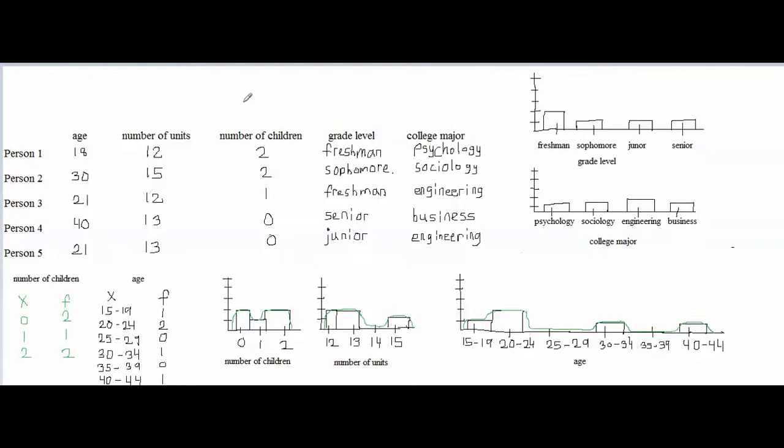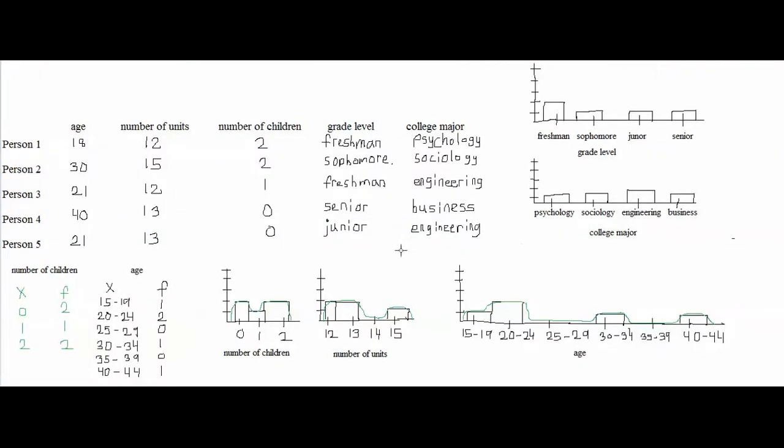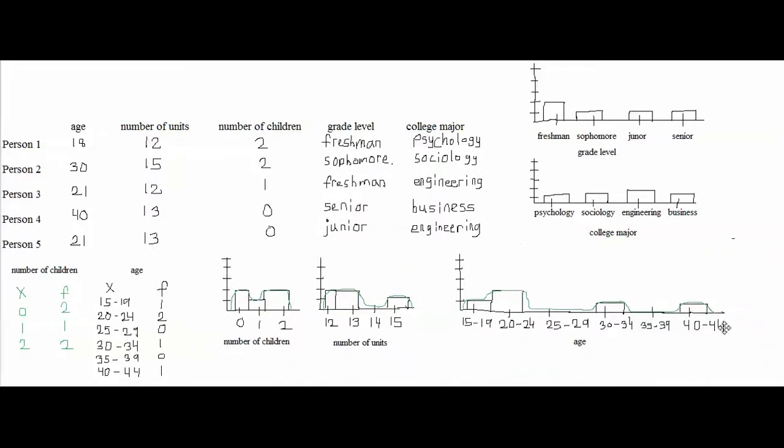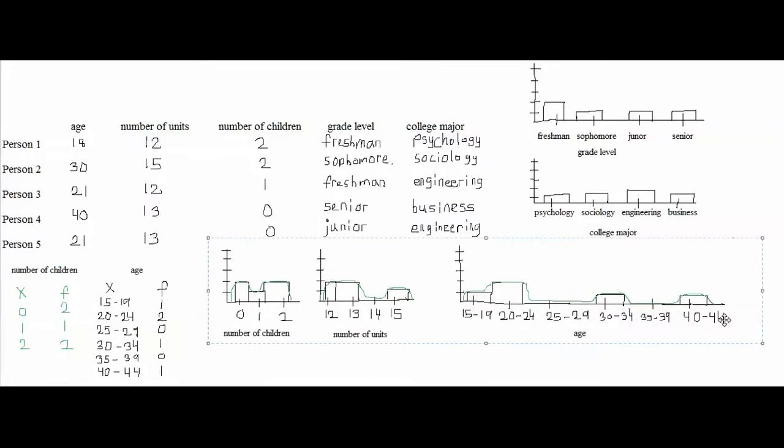Let's talk about how to create a scatter plot. If we want to create a scatter plot, we have to choose two columns of data, and they have to both be quantitative, meaning we have to use two quantitative variables. We could start with creating a scatter plot for age and number of units. I'll move the histograms up higher so that we have more room to create the scatter plots. I said that our first scatter plot would be for age and number of units.